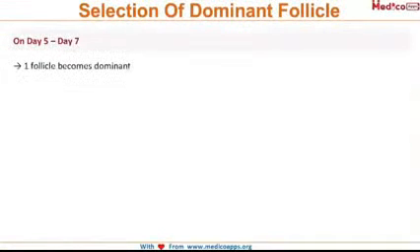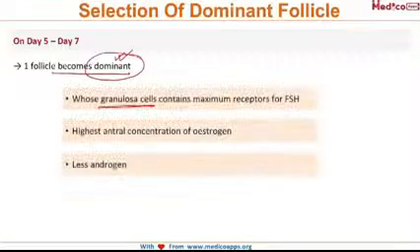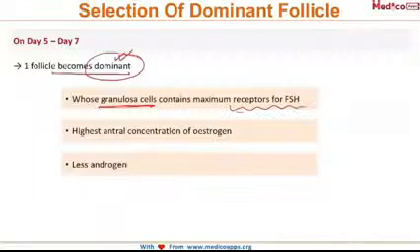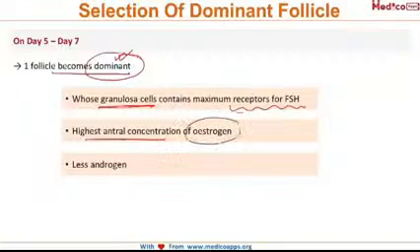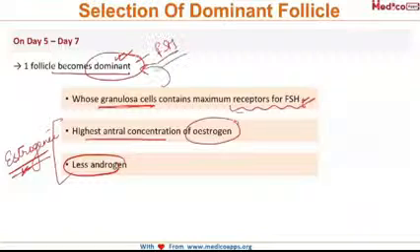Now around day 5 to day 7 of the menstrual cycle, one of the follicles becomes dominant. And what determines which follicle will become dominant? The follicle in which the granulosa cells contain maximum receptors for FSH, the follicle in which the highest antral concentration of estrogen is there and less of androgen. So a follicle with estrogenic environment and maximum FSH receptors will become the dominant follicle, because this follicle will be rescued by the FSH, and the rest of the follicles which are not rescued by the FSH will undergo atresia.